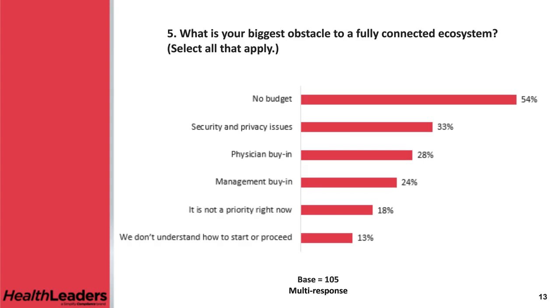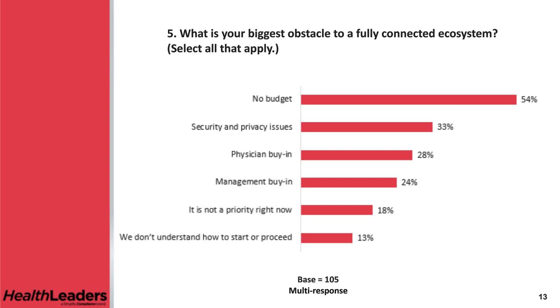And here's question 5. What is your biggest obstacle to a fully connected ecosystem? By a fairly large margin, no budget at 54%, followed by security and privacy issues at 33%, physician buy-in at 28%, management buy-in 24%, not a priority at 18%, and we don't know how to start or to proceed. And on the no budget, I suspect if there is ROI, then budget can be found generally.